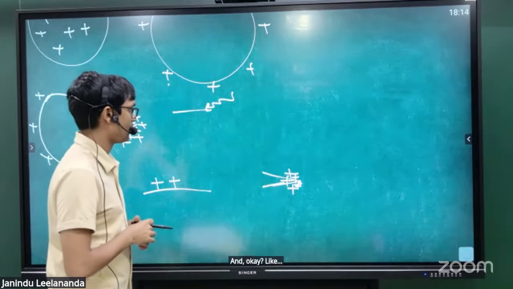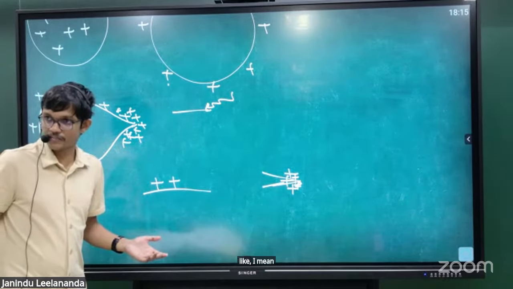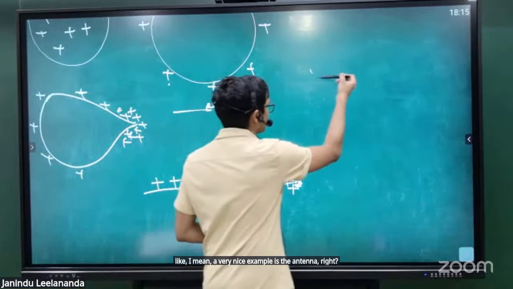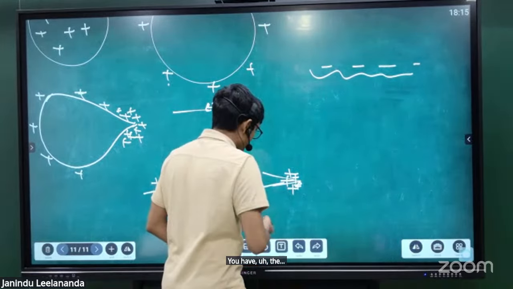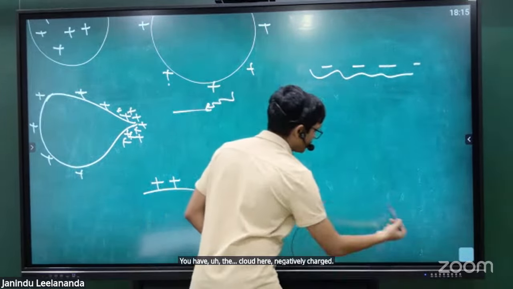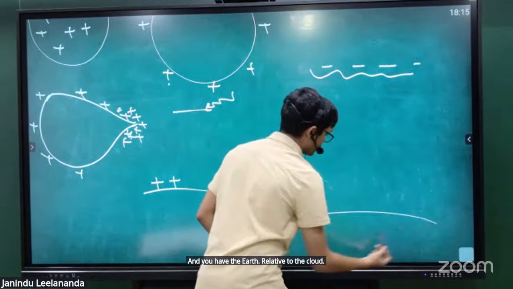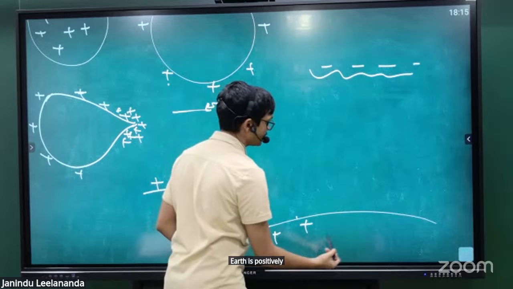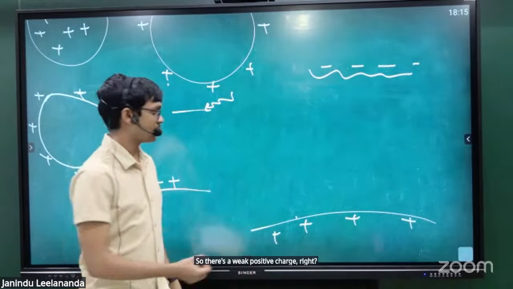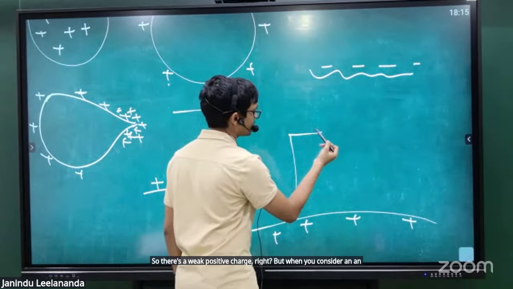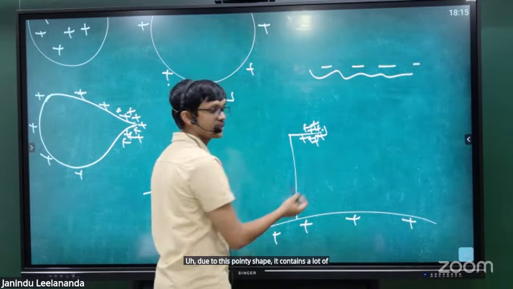In other parts, a very nice example is the antenna. You have the cloud here, negatively charged, and you have the earth relative to the cloud. Earth is positively charged, but it is a uniform surface, so there's a weak positive charge. But when you consider an antenna, due to this pointy shape, it contains a lot of positive charges. Clear?